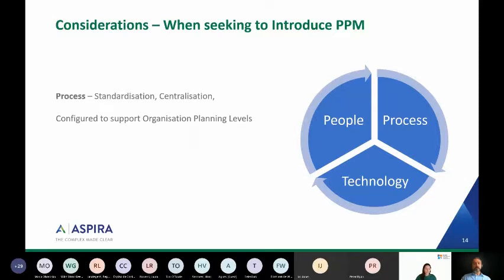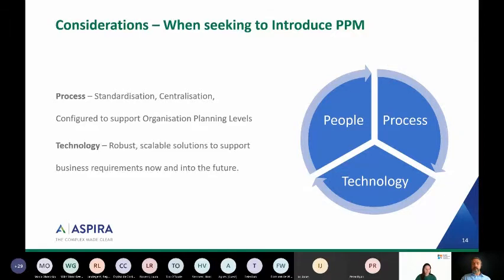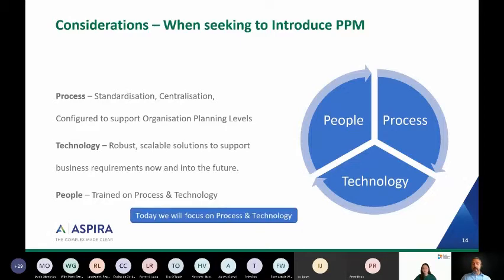From a process perspective, the ideal process might be standardized and centralized at an enterprise level. Technology should be scalable and extensible to support business requirements now and into the future. People, well, let's just say they should be involved as early as possible in a PPM journey in order to drive process and technology adoption. And that is really critical. So today, we will briefly look at process and technology.